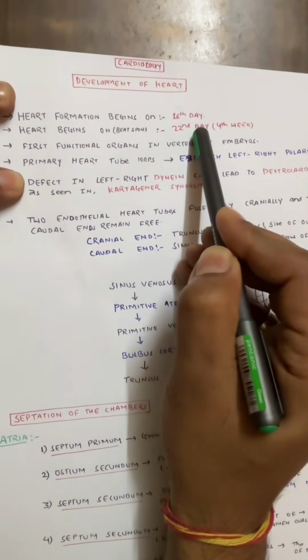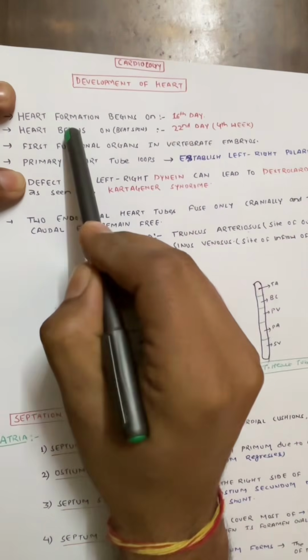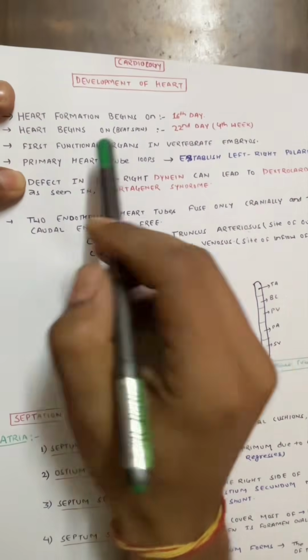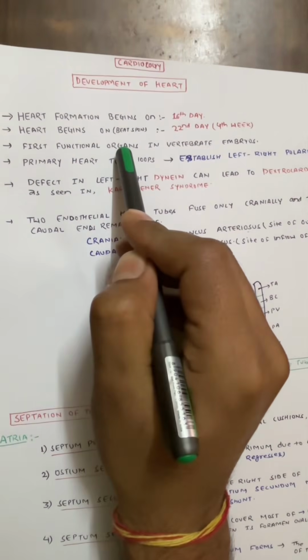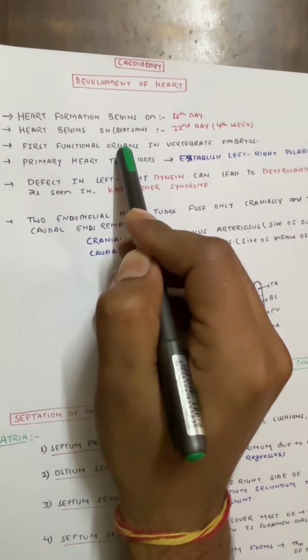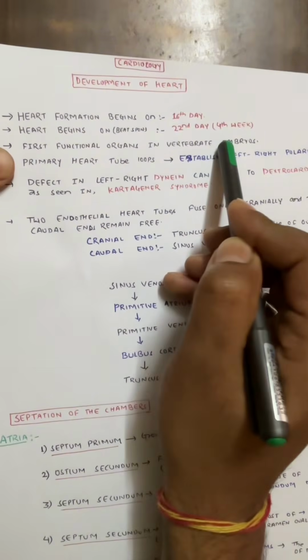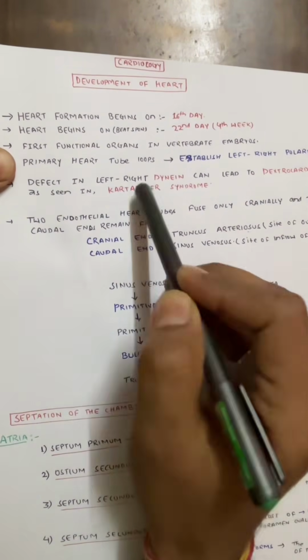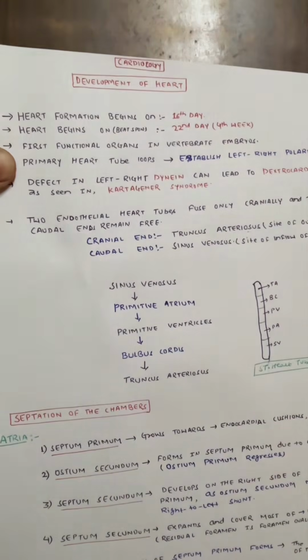By day 22, it means fourth week, the heart starts to beat spontaneously. And the third thing is that the heart is the first functional organ to develop in the vertebrate embryo. Now, before going on to these three lines, first we'll see a picture and then we'll come back here.